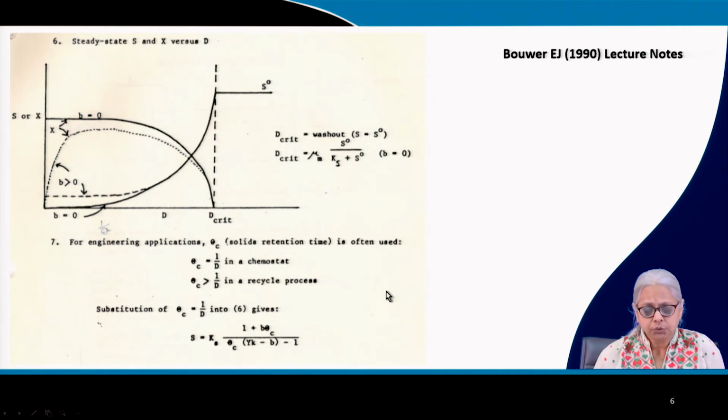And so for a chemostat, we do not have recycling. So theta C is the solids retention time, which you can also call the biomass retention time, or you can say mean cell retention time. So if there is no recycle, the mean cell retention time is equal to 1 by D, or if you have recycling, then theta C is greater than 1 by D. Theta C is equal to 1 by D, and S can be modified from all these equations to derive the last one.